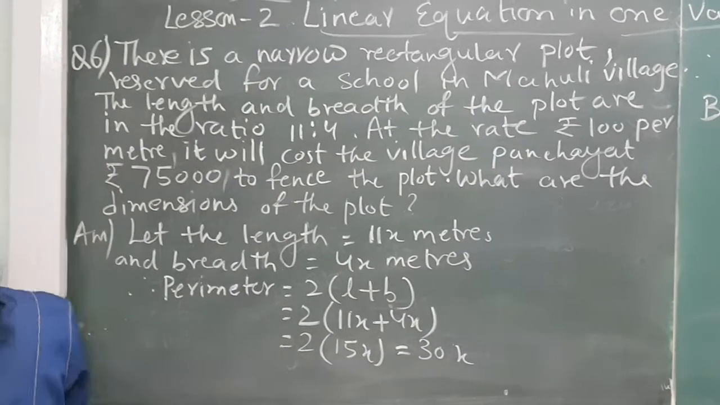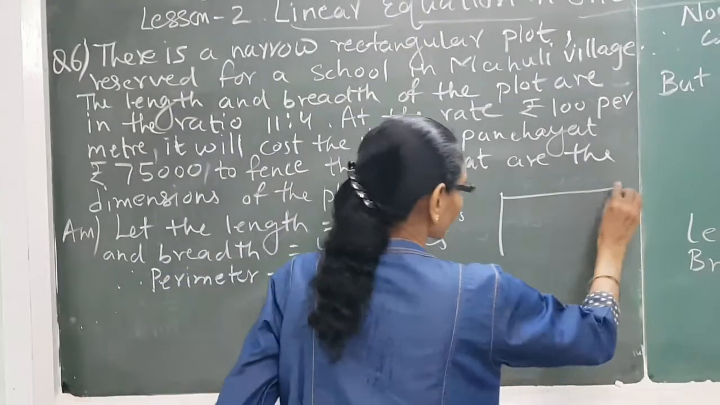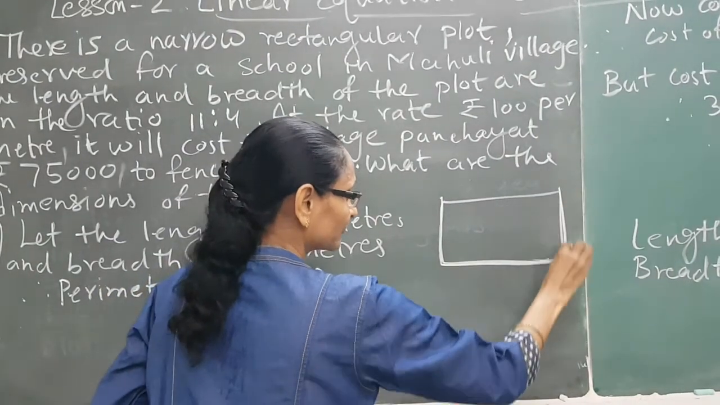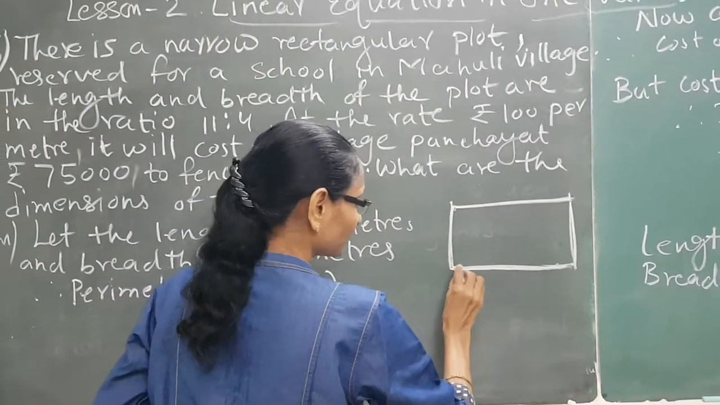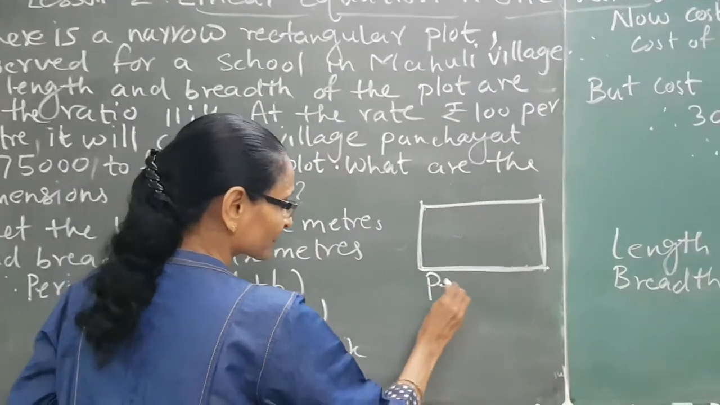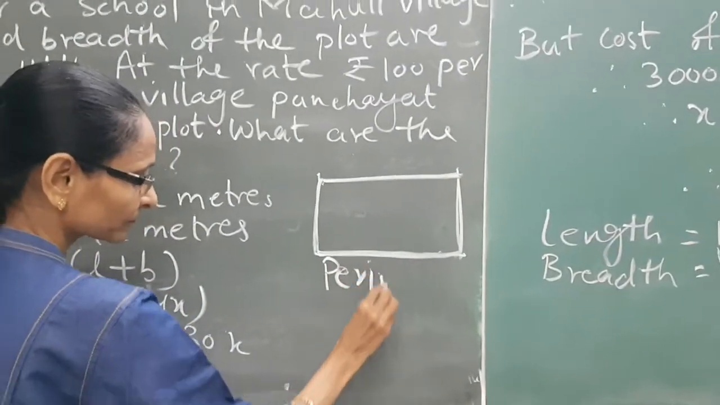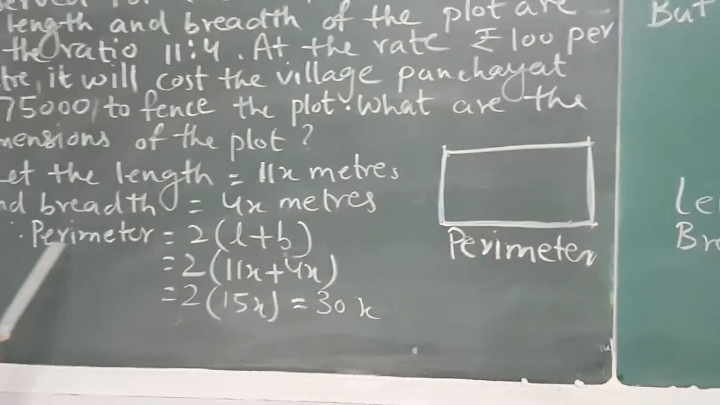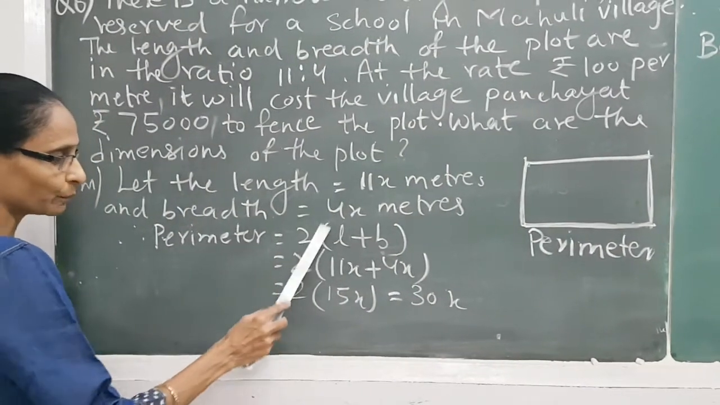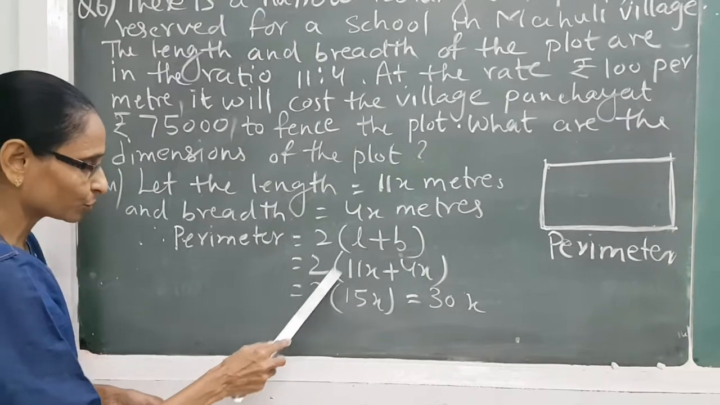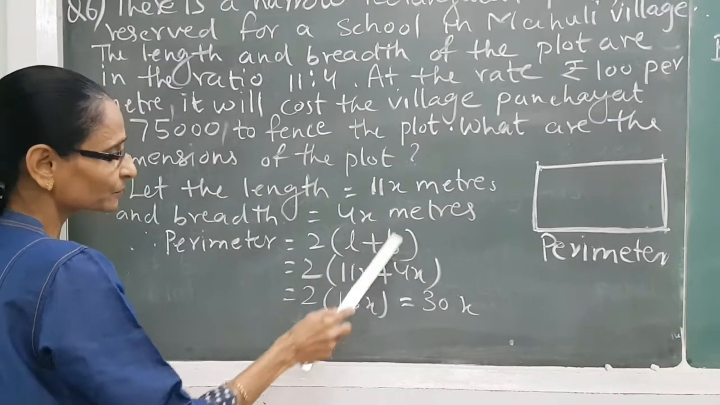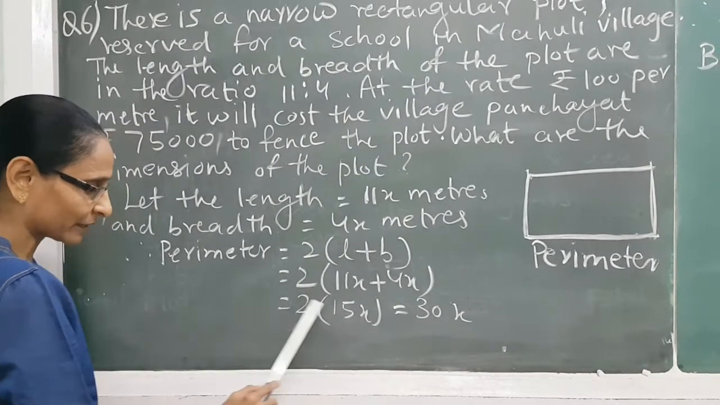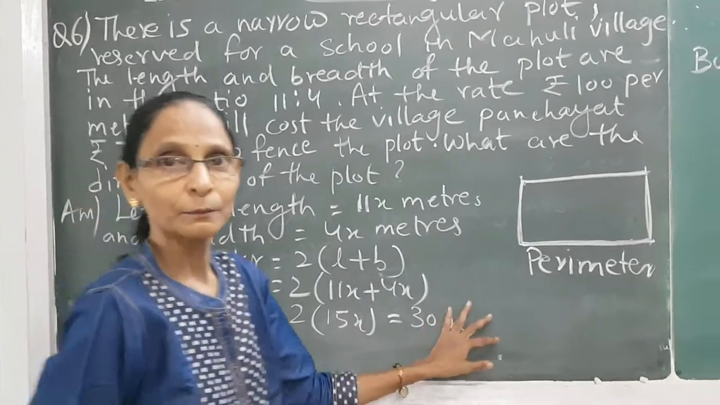Now you know, when you want to fence the plot, fencing is what? Outside boundary. And how will you find the measurement of the outside boundary? It is the perimeter, all the 4 sides of the rectangle. And therefore perimeter, this is the formula, is equal to 2 bracket L plus B, which is 2 bracket, what is L? 11x plus, what is B? 4x. Therefore 11x plus 4x is 15x, and 2 fifteens are 30x, which is the perimeter.